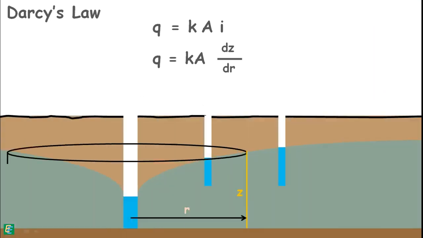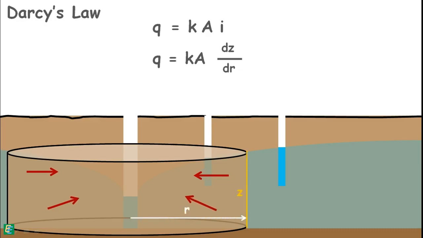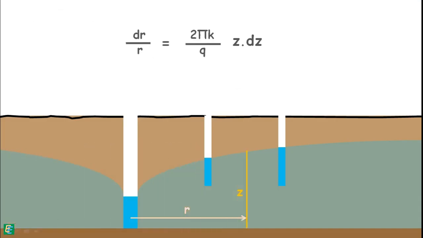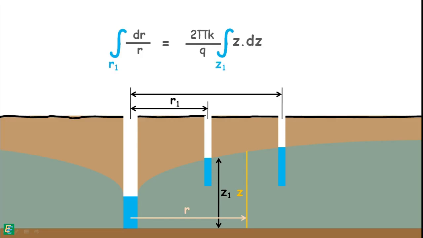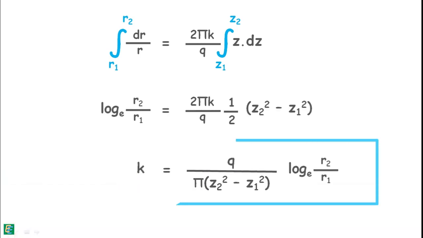The area through which the water is percolating by this hydraulic gradient is this cylindrical area of radius r and height z. The surface area of this cylindrical surface is 2 pi r z. Rearrange it like this. Now we can integrate it from our observation of water level: at R1 distance from the test well the level was Z1, and at R2 distance it was Z2. After integrating and applying limits, we can find the equation of permeability of the soil.